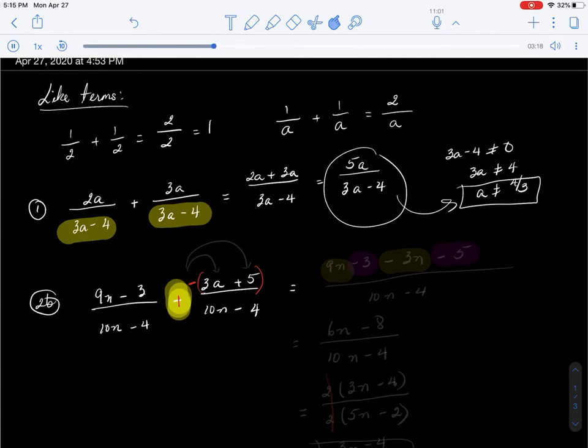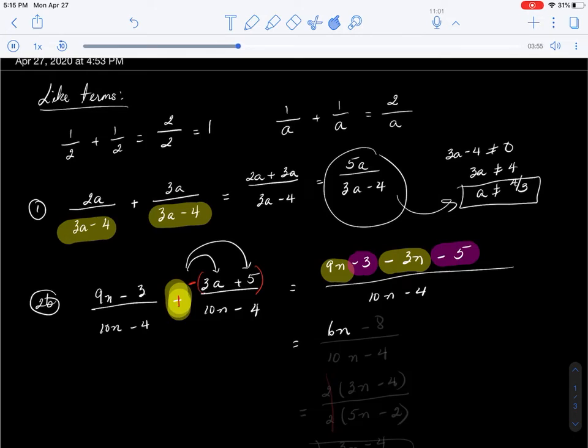Let me simplify it. The denominator is the same, so I'm going to keep it. So this is 9n minus 3, minus 3n, and then minus 5. Let's simplify it further. These two are like terms, and these two are like terms. So you're going to have 9 minus 3, that gives me a 6. Negative 3 minus 5 gives minus 8.